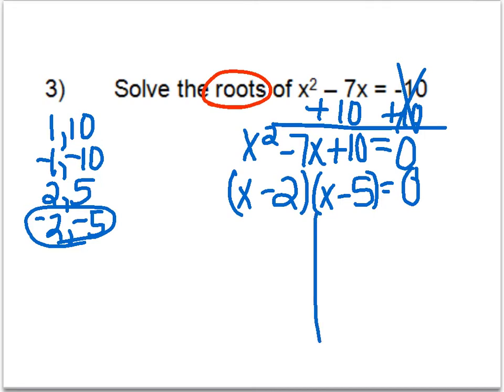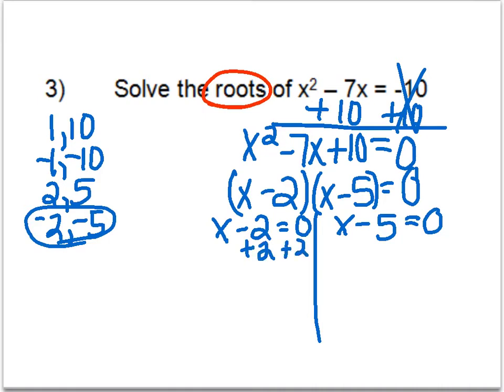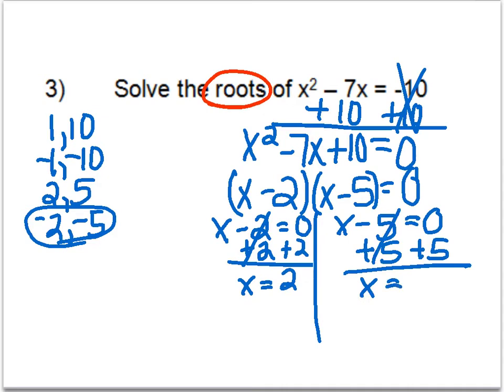And now I am going to set each of them equal to 0 in order to find the root, or the roots. And so I add 2 to both sides for x minus 2, and I get x is equal to positive 2. And I'm going to add 5 to both sides for the x minus 5, and I get x is equal to 5. So my solution set is the set {2, 5}. Those are the two roots, or the two values that identify the solution set.